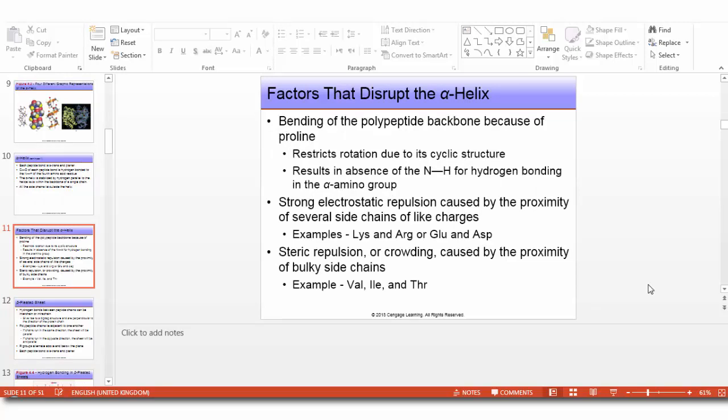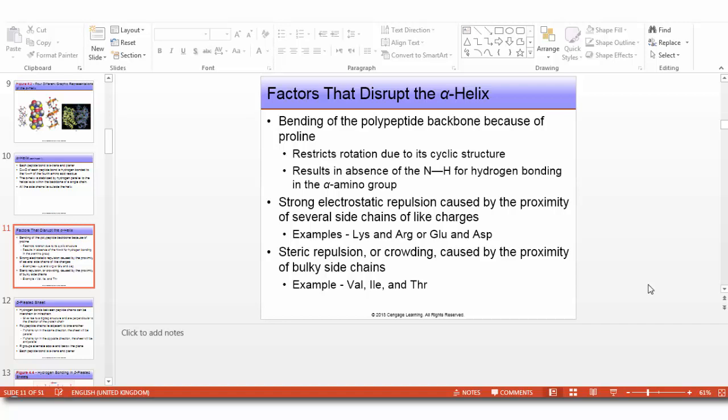The amino acid proline creates a bend in the backbone because of its cyclic structure. It cannot fit into the alpha helix. Rotation around the bond between the nitrogen and the alpha carbon is severely restricted, and proline's alpha amino group cannot participate in intra-chain hydrogen bonding.